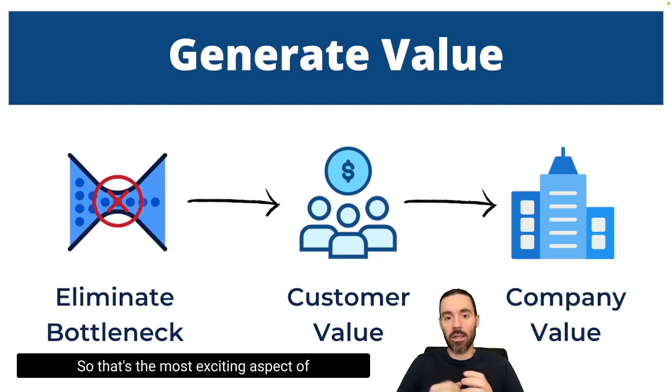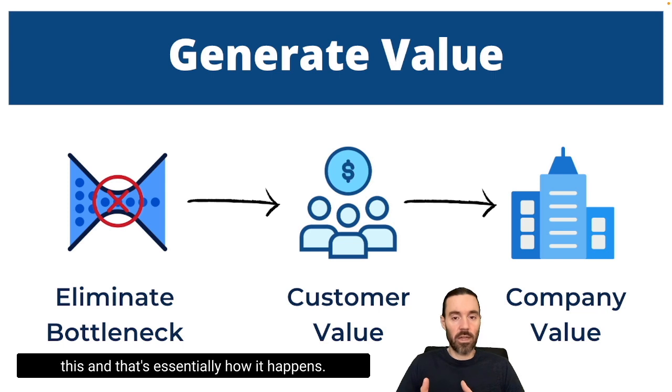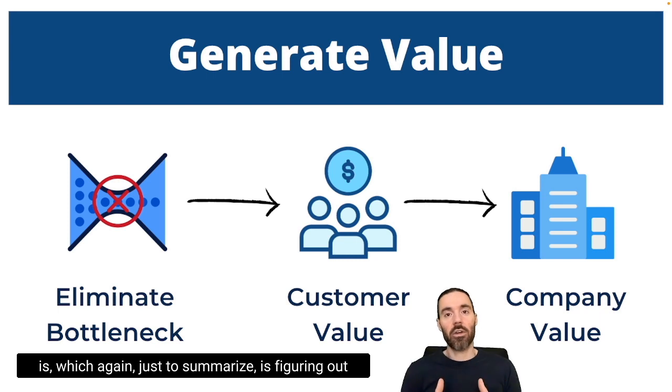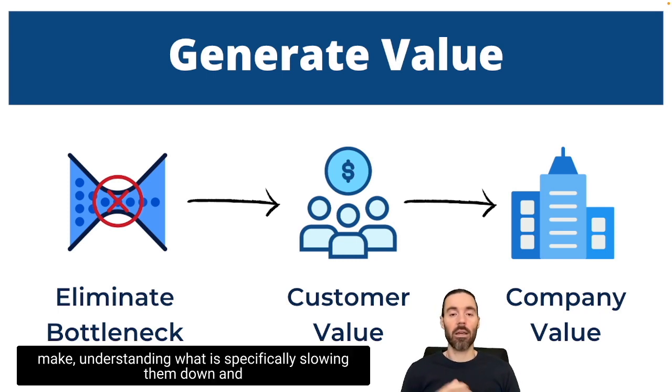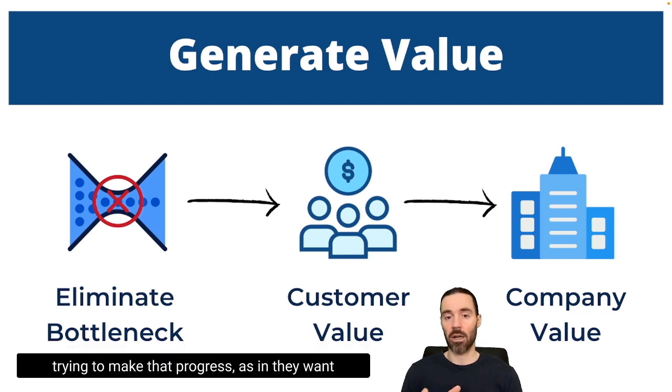So that's the most exciting aspect of this. And that's essentially how it happens. So if you go from understanding what the bottleneck is, which again, just to summarize, is figuring out the type of progress your customer is trying to make, understanding what is specifically slowing them down and trying to make that progress, as in they want to move faster, but they can't. Why can't they?